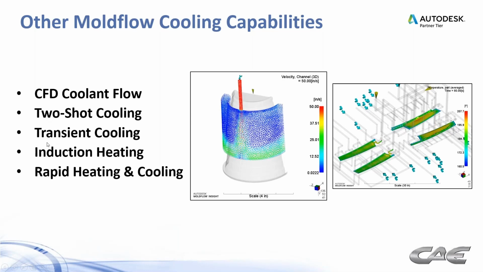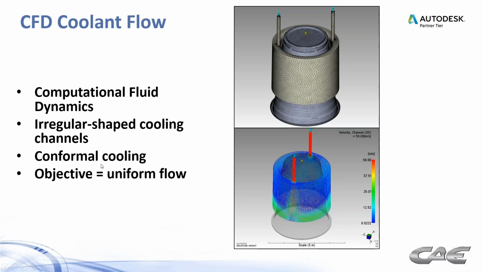We have two-shot cooling. We have transient cooling. We have induction heating, and we have rapid heating and cooling. All of these different types of cooling analysis, we'll call non-conventional cooling, are able to be simulated in Moldflow. We'll tackle the first three here. First one's CFD coolant flow. CFD stands for computational fluid dynamics. Why does that matter? It really boils down to the modeling of the cooling channels.